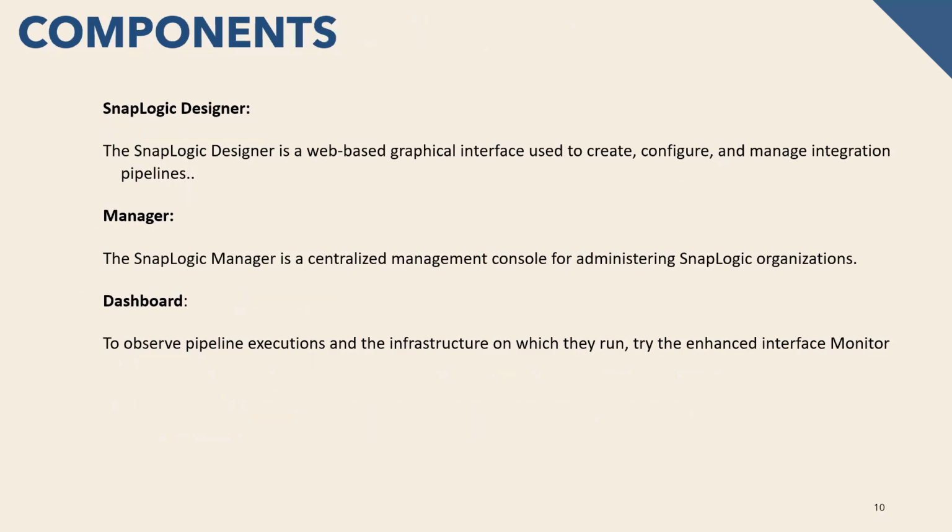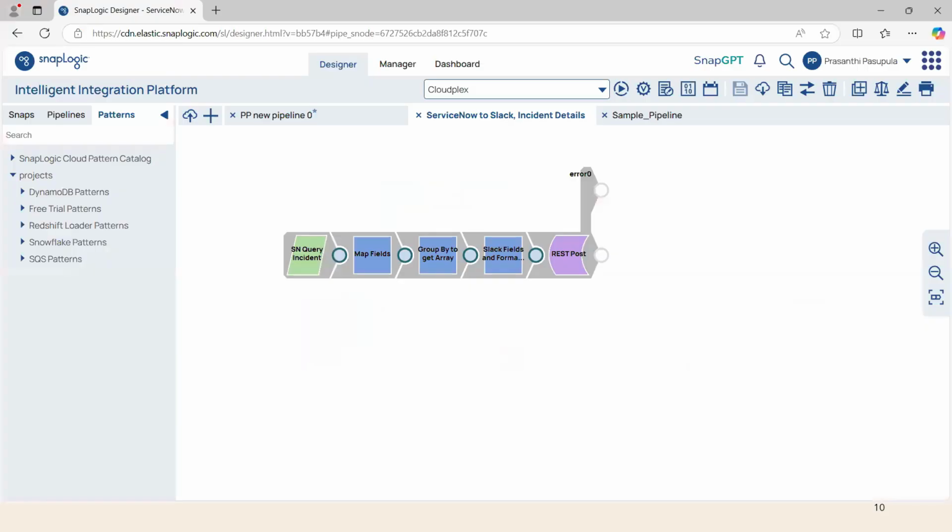And the next one is the components. What are the different components we have inside SnapLogic? So now let's come back to this SnapLogic platform here. When you have logged into SnapLogic, by default we are in this Designer window. This Designer is a web-based graphical interface. With the help of this Designer only, we can create, configure, or manage these integration pipelines. This Designer provides drag and drop interface functionality so that we can build our workflows.